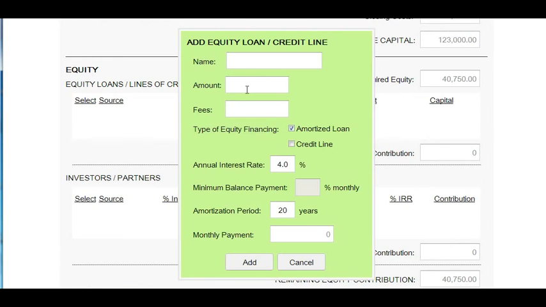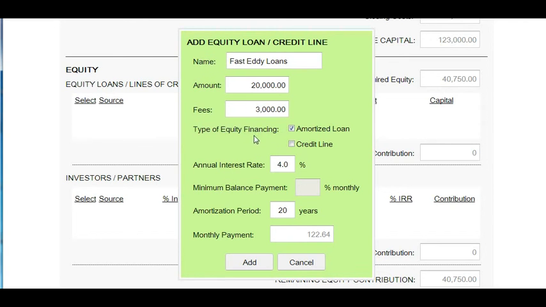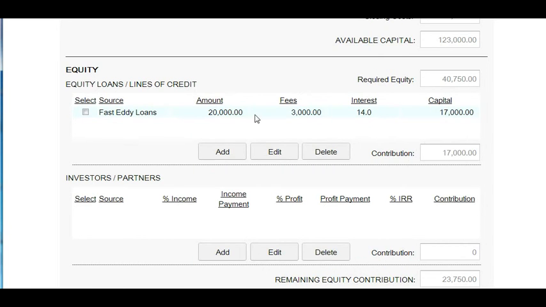So let's add an equity line here. We use our hard money lender of choice, Fast Eddie, and he's going to give us 20 grand for 3,000 fees, and it's going to be an amortized loan, so it acts like a mortgage roughly, 14%, and 20 years at 250. So there we go. After we decrease the fees, we only have 17,000 of actual capital that goes towards the project costs, and we still needed to come up with 17,000.